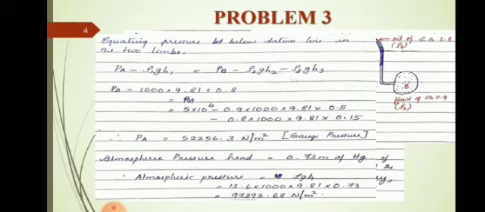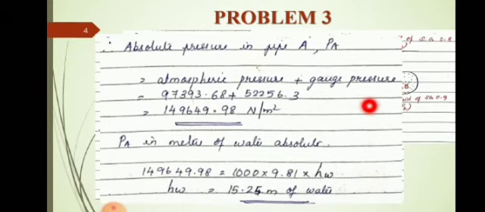Now, to convert PA into absolute pressure, we have to add the gauge pressure and the atmospheric pressure. Gauge pressure is this much, atmospheric pressure is what we obtained, 97393.68 Newton per meter square. So in order to find out the absolute pressure, we have to add the two, and the value becomes 149649.98 Newton per meter square. So this is the absolute pressure in pipeline A.